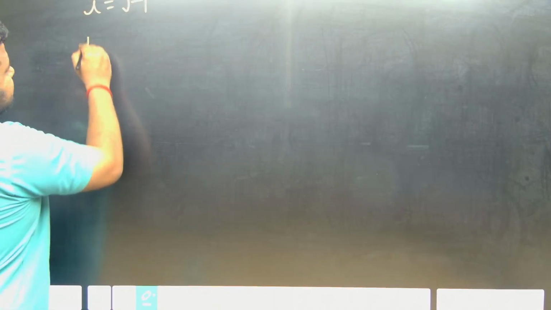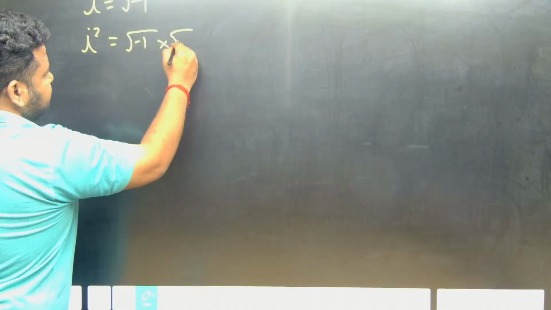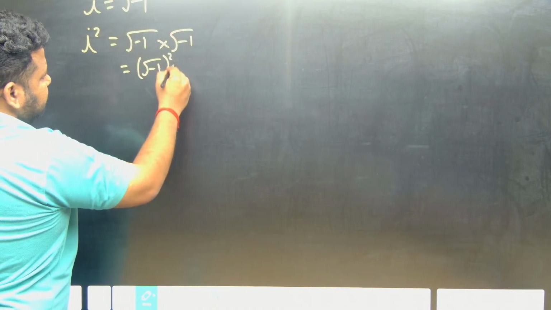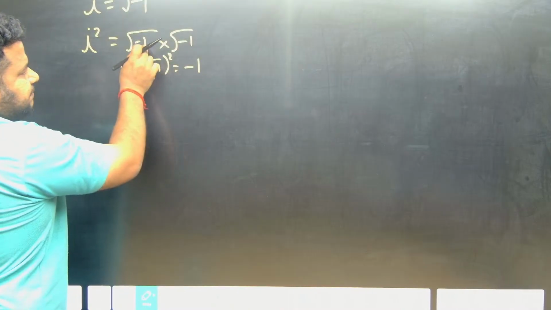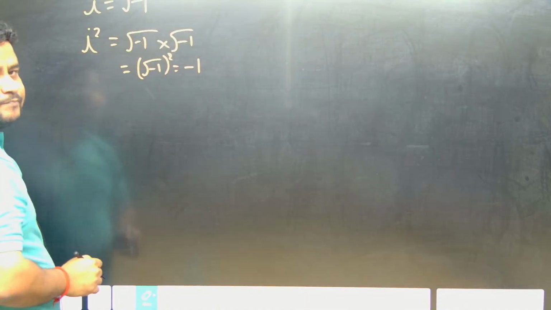So what about i square? i square will become square root of minus 1 into square root of minus 1. So that is nothing but square root of minus 1 whole square. So that will become equal to, the square and square root will cancel. I will have minus 1. Many people will think i square is plus 1. It is not plus 1. i square is minus 1.